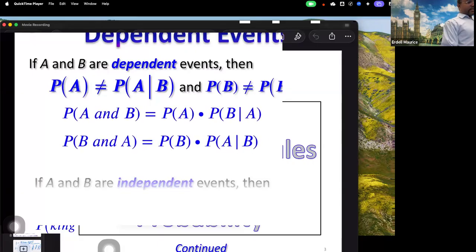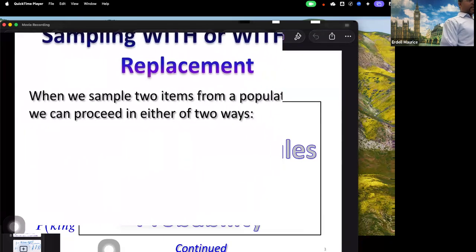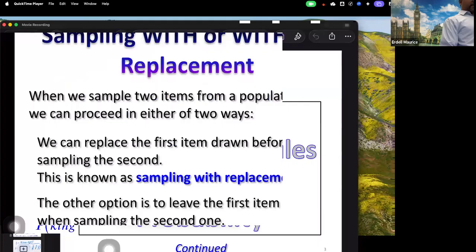I think we talked about with and without replacement already. Sampling with replacement, is that dependent or independent? It's independent, right? Because every single time the deck goes back to 52 cards, because I'm putting it back in there. Without replacement, that's going to be dependent events, because every time there are fewer cards in the deck. Questions there?